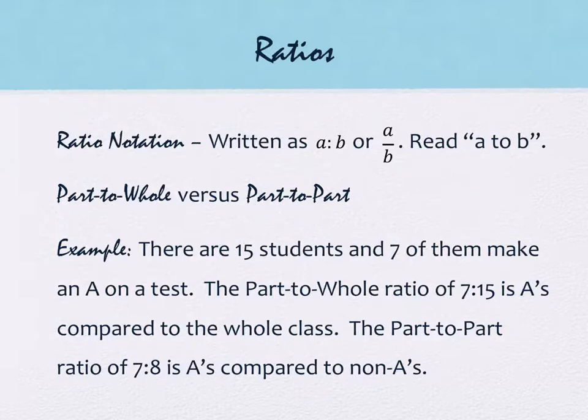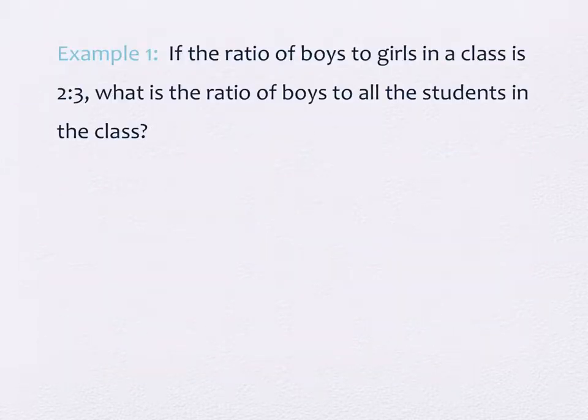So we're going to do an example with some gender ratios. The ratio of boys to girls in a class is 2 to 3. What is the ratio of boys to all the students in the class? So I'm going to write it just as a fraction to see it this way. This is 2 boys, compared to every 3 girls. And the reality is we don't need to know how many boys actually exist or how many girls actually exist to make the problem work. The ratio is enough, all right? So for every 2 boys, there's 3 girls.